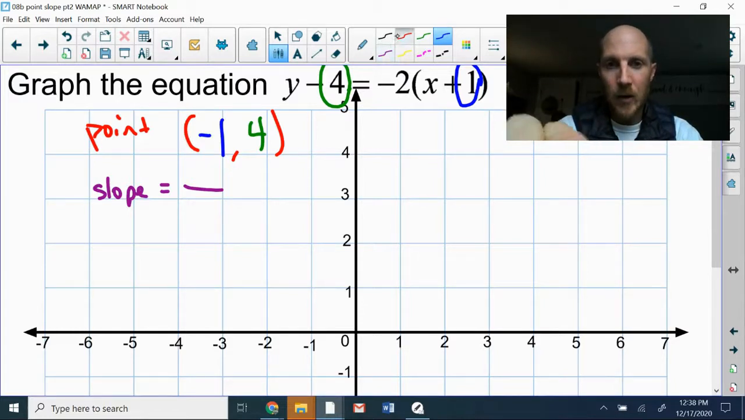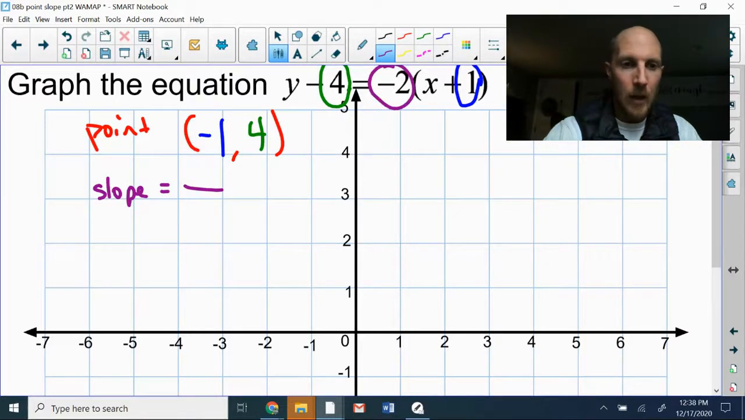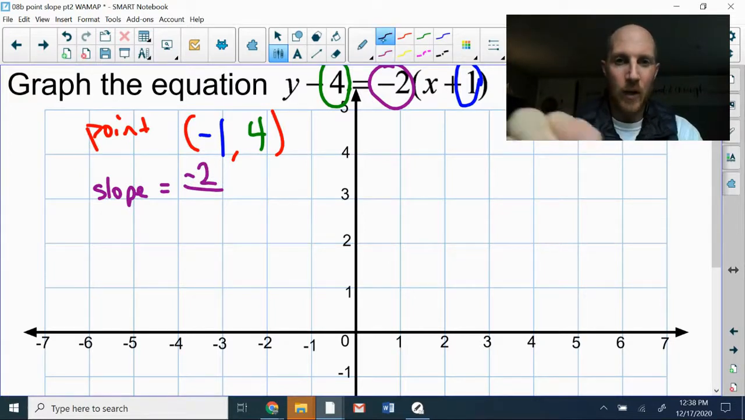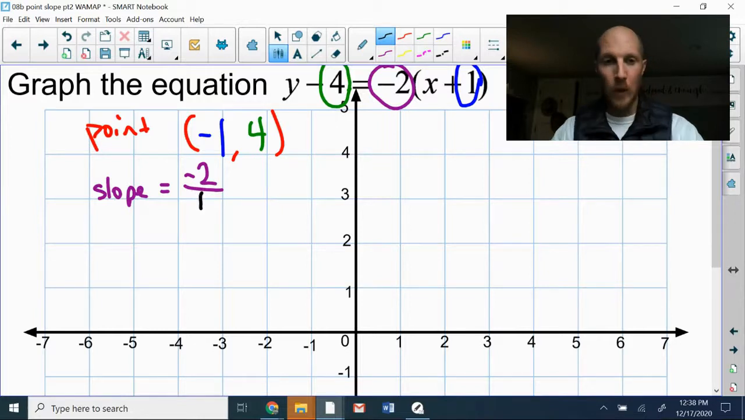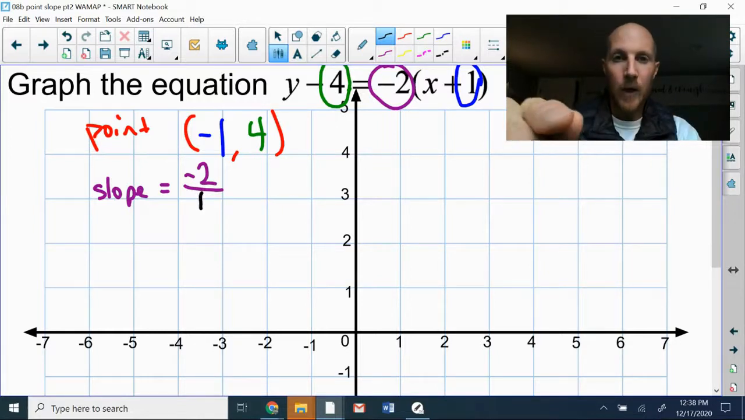And lastly, I need to get the slope. I'm going to put this slope here in purple, -2, and I want to have this written as a fraction so I can see the rise and the run. So -2, I will make that over 1 so I can see my fraction. Okay, starting point, -1, 4.